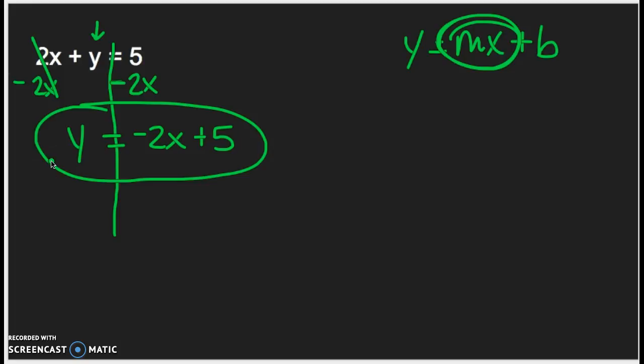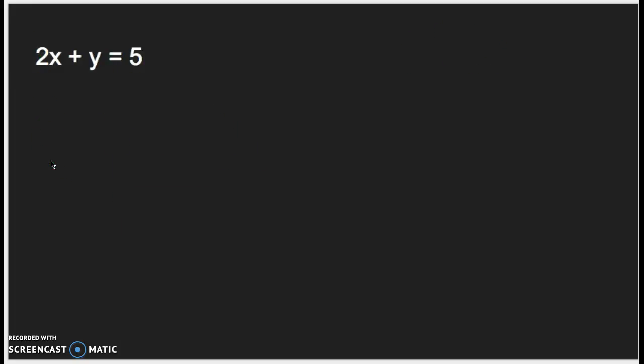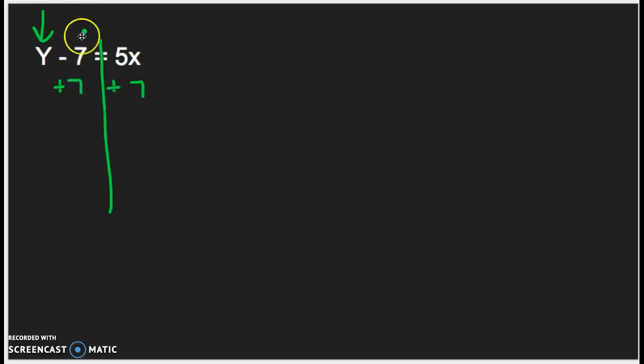Okay, moving on to the next one. We have y minus 7 equals 5x. Again, I'll draw my line through there. Get the y by itself, so I have to get rid of the minus 7. To get rid of the minus 7, we do the opposite. Add 7 to both sides. Those cancel, so you have y equals.